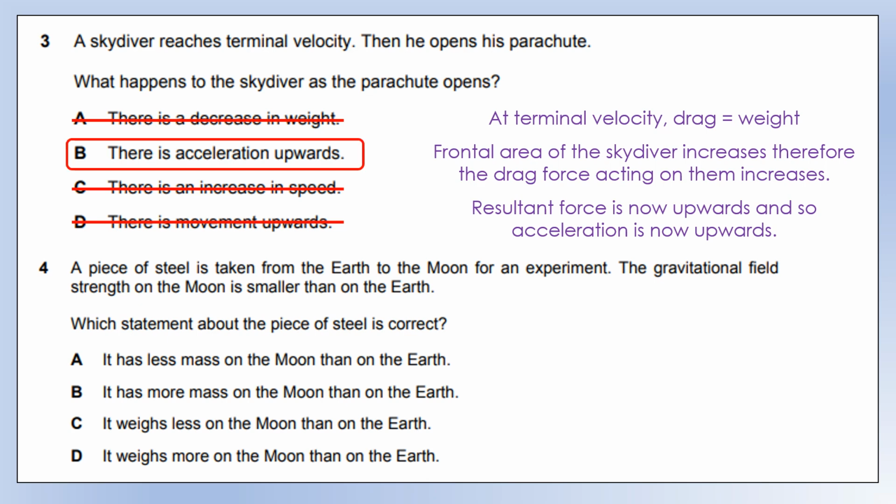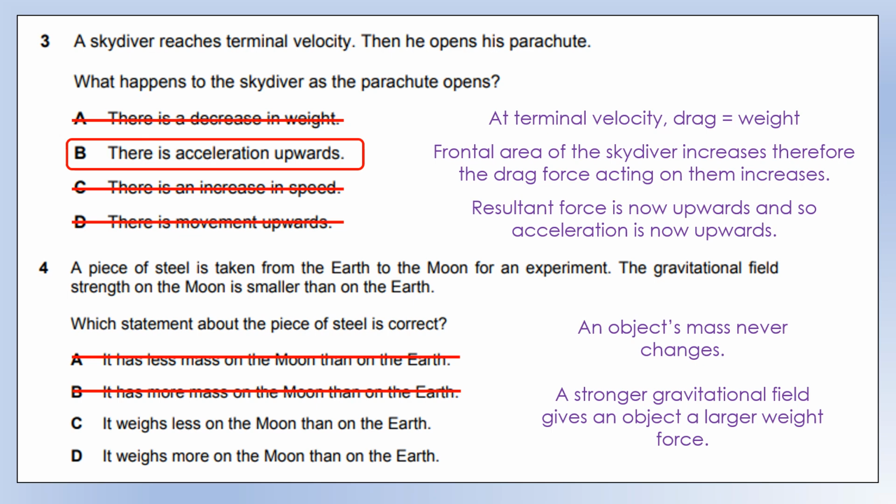Okay, so a piece of steel is taken from the Earth to the Moon for an experiment. The gravitational field strength on the Moon is smaller than that on the Earth. Which statement about the piece of steel is correct? Okay, so we can already eliminate these first two because the mass of an object doesn't change by taking it to a different planet or a different gravitational field. And the other thing to know is that the stronger a gravitational field is, the larger the weight force is, or conversely, a weaker gravitational field gives you a smaller weight force, so that can eliminate D and leave us with C.